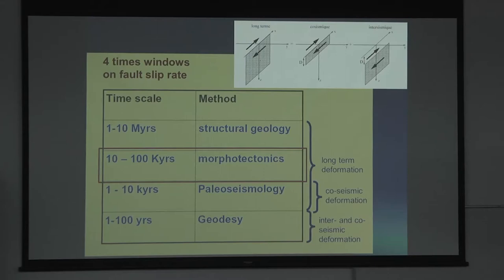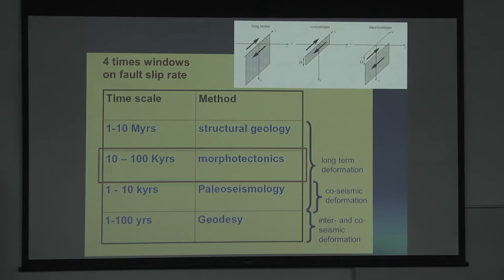So typically, I didn't speak about seismology, about the use of broadband seismology or accelerometers to document the history of the seismic rupture. But basically, to study co-seismic deformation, we will be using seismology and geodesy. To look at inter-seismic deformation, as I've shown you for St. Andreas, for example, we can use GPS or satellite imagery.